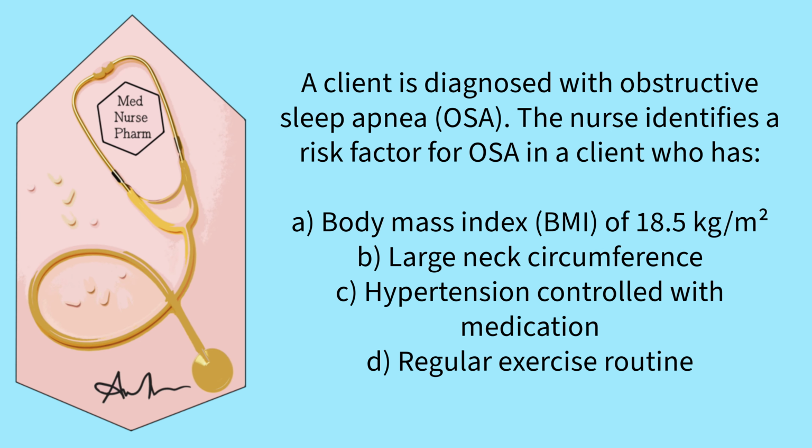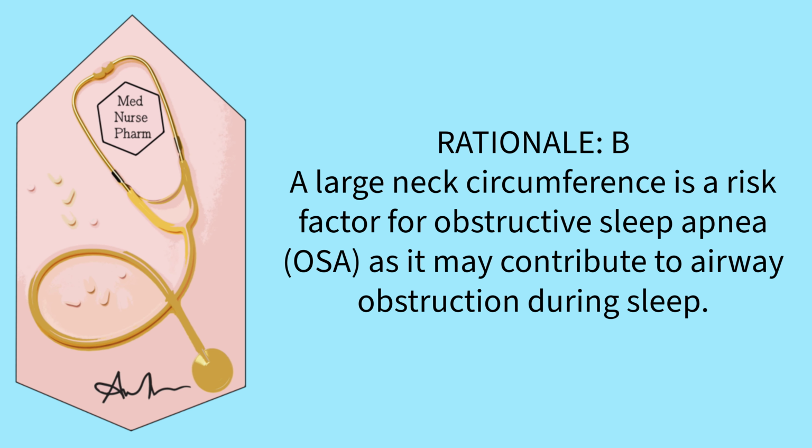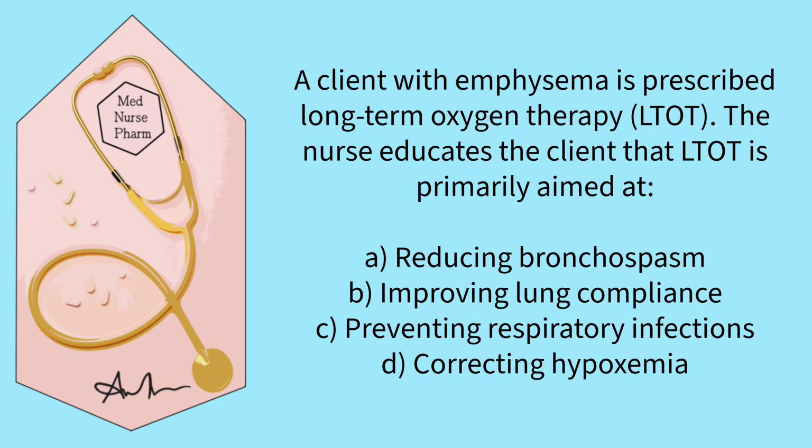A client is diagnosed with obstructive sleep apnea. The nurse identifies a risk factor for OSA in a client who has: A: BMI of 18.5. B: Large neck circumference. C: Hypertension controlled with medication. D: Regular exercise routine. The correct answer is B. A large neck circumference is a risk factor for obstructive sleep apnea, as it may contribute to airway obstruction during sleep.